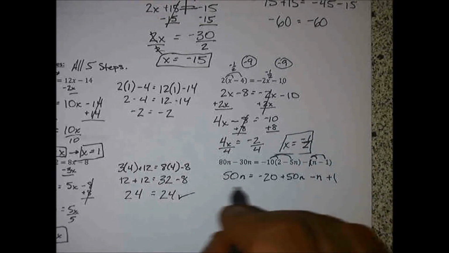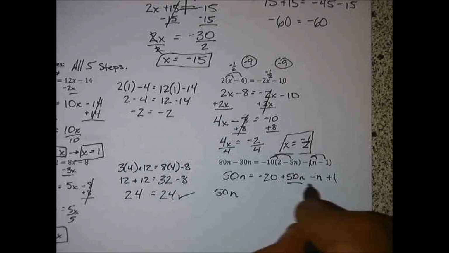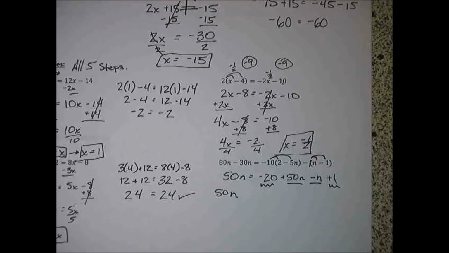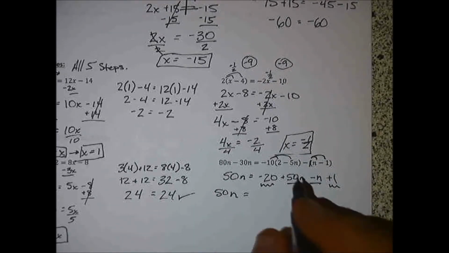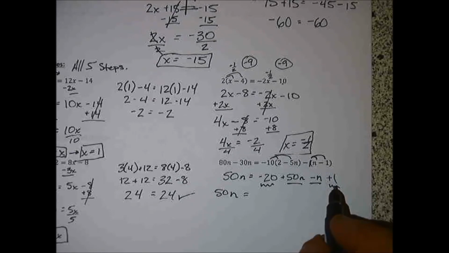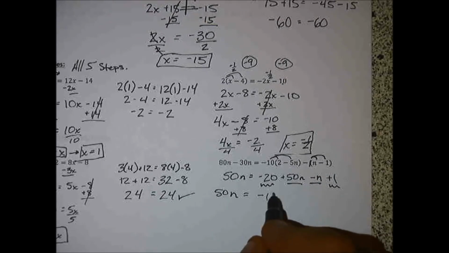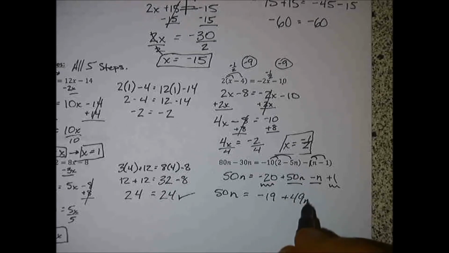I have like terms over here. I'll go ahead and combine those. I have the n's and I have the constants. The ones without variables we call constants. Okay. And let's see here. We have that's negative 20 plus 1. I'm going to go ahead and write that as a negative 19. A 50 minus 1, that's going to be a positive 49n.